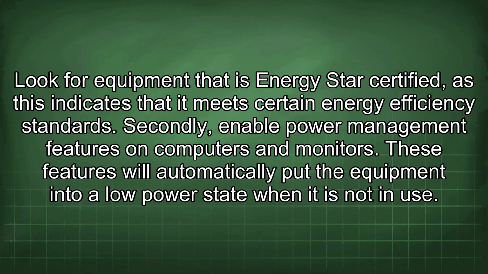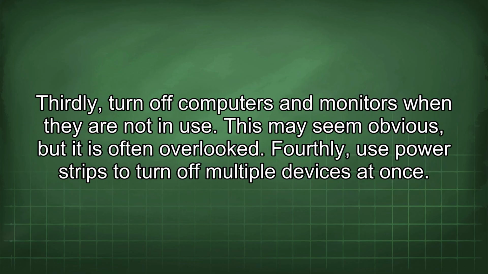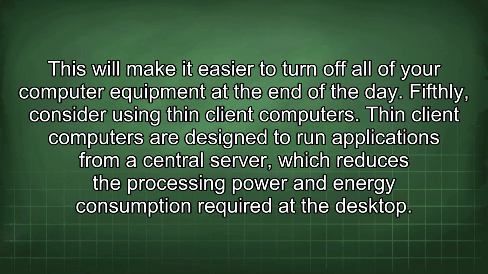Secondly, enable power management features on computers and monitors. These features will automatically put the equipment into a low power state when it is not in use. Thirdly, turn off computers and monitors when they are not in use. This may seem obvious, but it is often overlooked. Fourthly, use power strips to turn off multiple devices at once. This will make it easier to turn off all of your computer equipment at the end of the day.